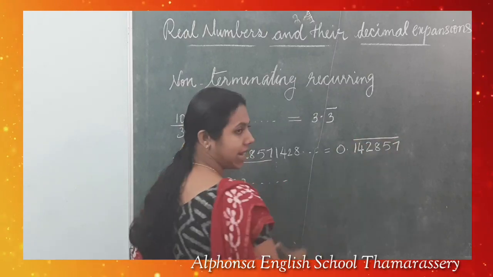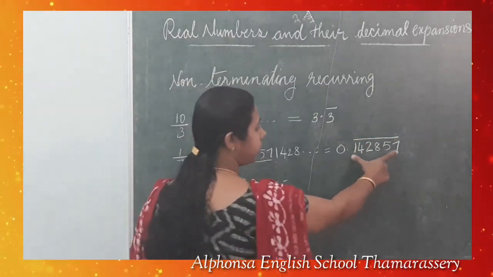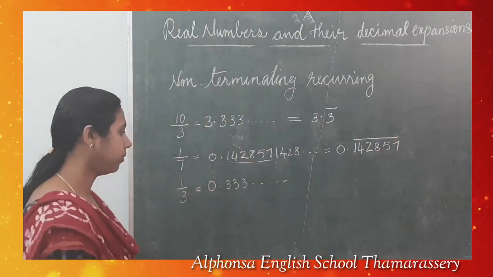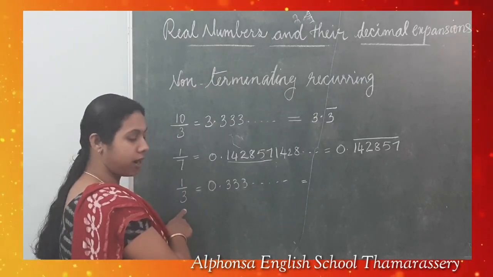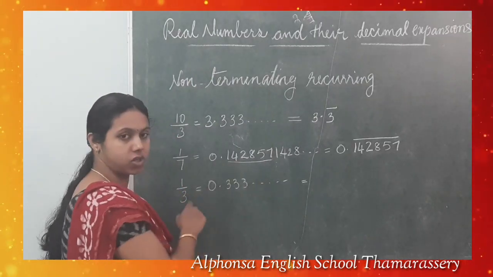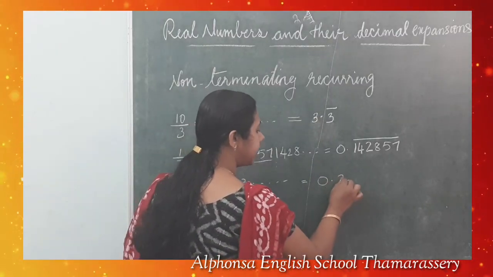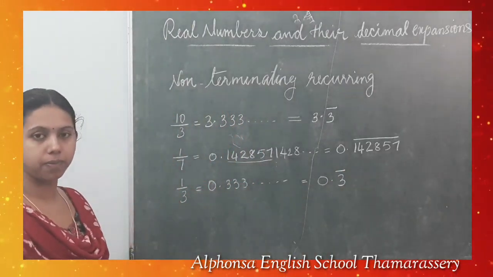The bar indicates the block of digits that repeats. So the block of digits are repeating, so you should draw the bar above those digits. And the third one, the decimal expansion of 1 by 3, 0.33, etc. Here 3 is repeating, so we can write 0.3 bar. That means 3 is repeating.